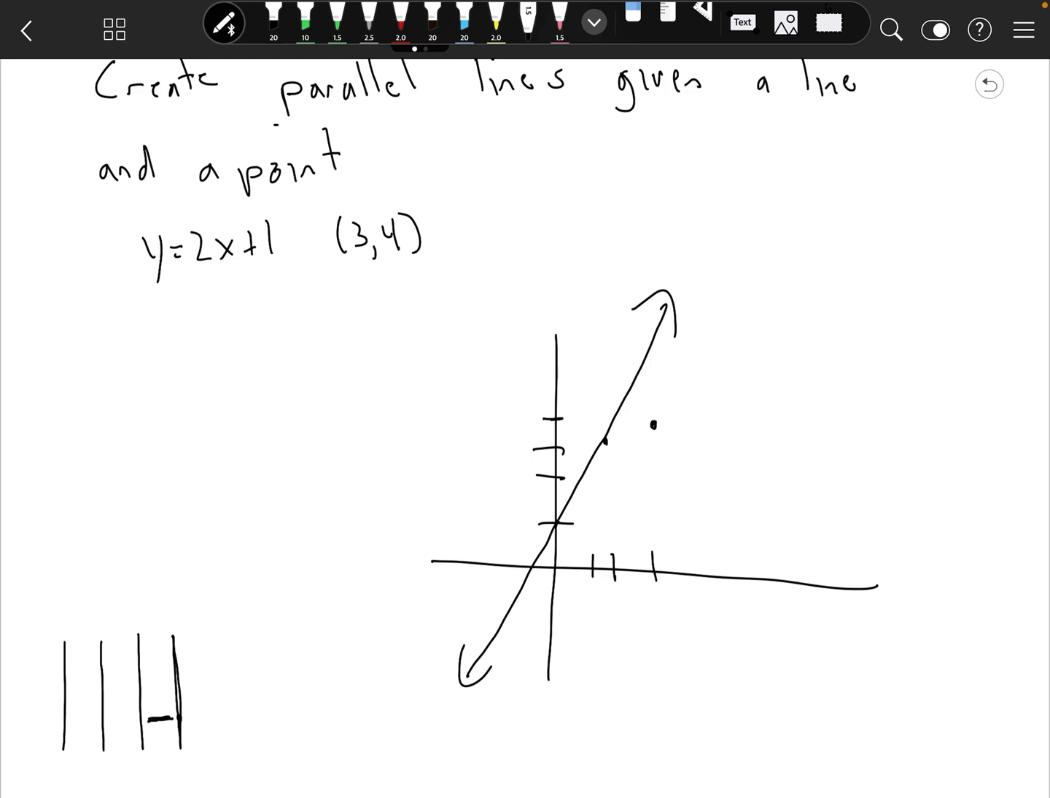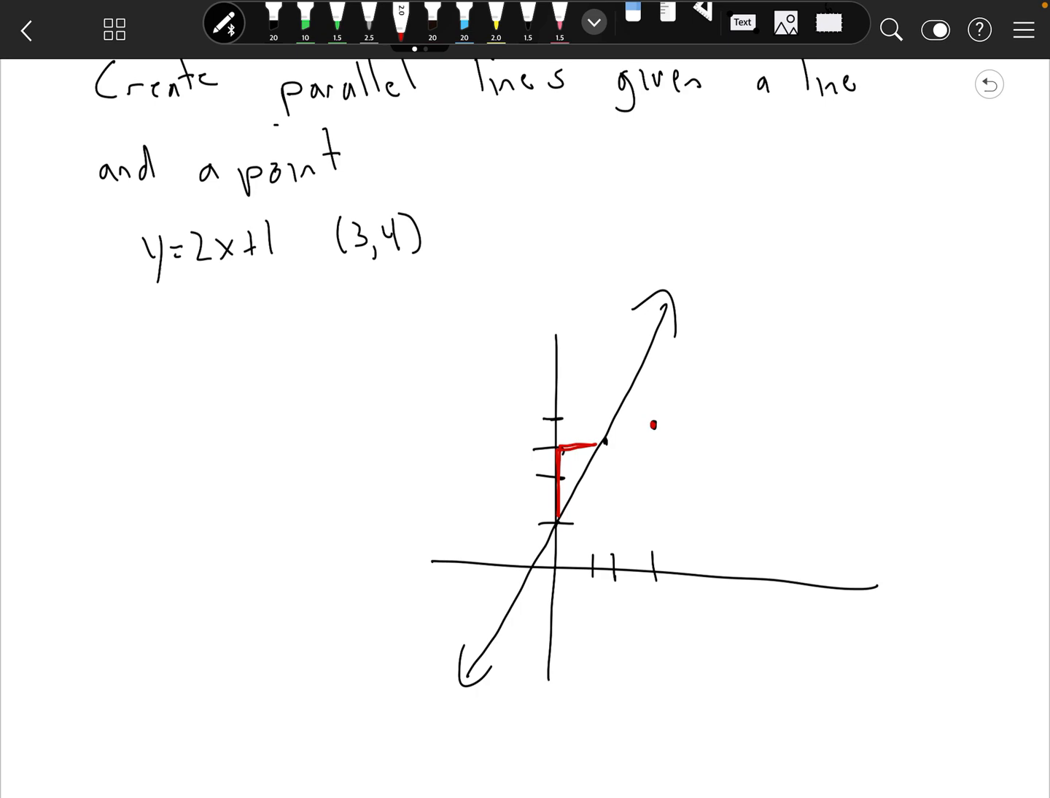The first way involves a coordinate plane, and it involves equations of lines and that kind of stuff. It's good to know how to do it this way. I've graphed the line y equals 2x plus 1. You can see I have a slope of 2 here. And then I've got this point (3, 4) right there. So I need a line parallel to that first line going through that point.